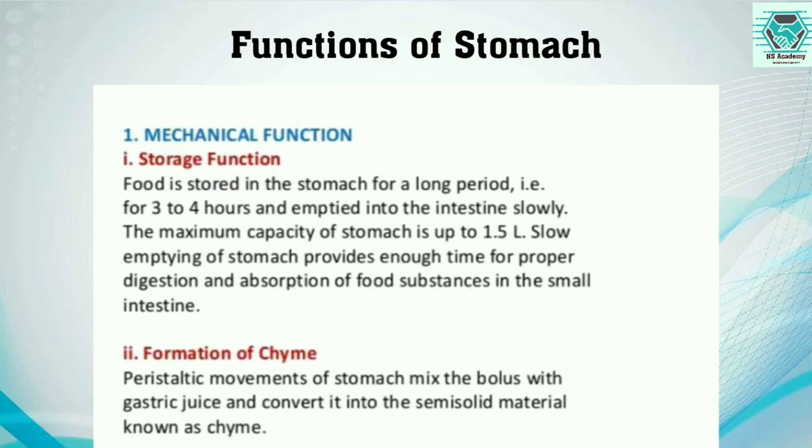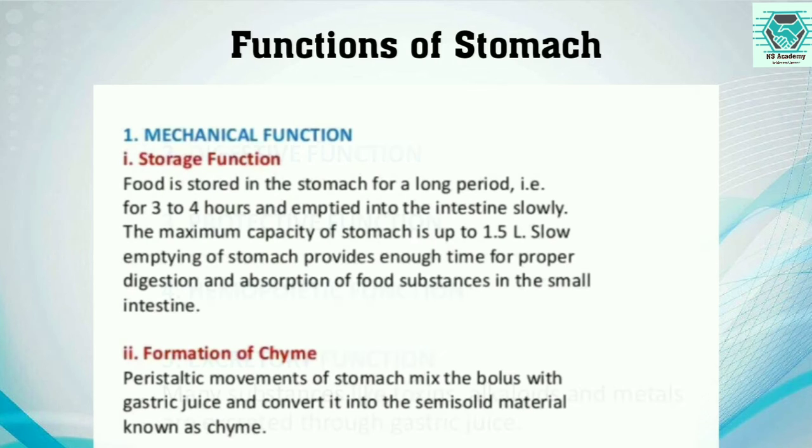Peristaltic movements of the stomach mix the bolus with the gastric juice and convert it into the semi-solid material known as chyme. Peristalsis is the rhythmical contraction and relaxation process of the smooth muscles present in the wall of the stomach.